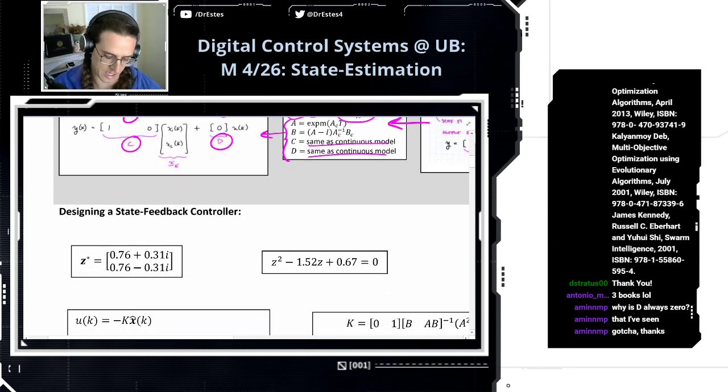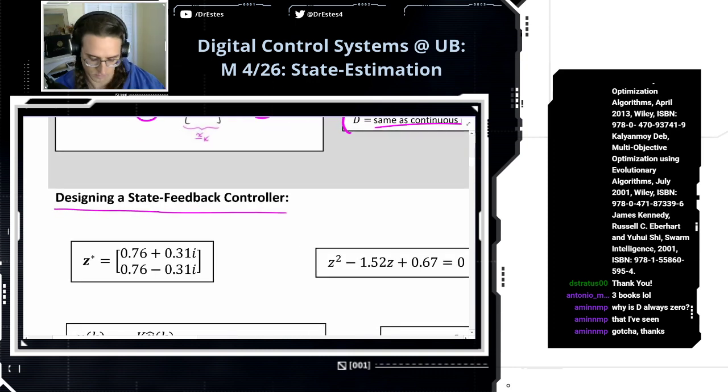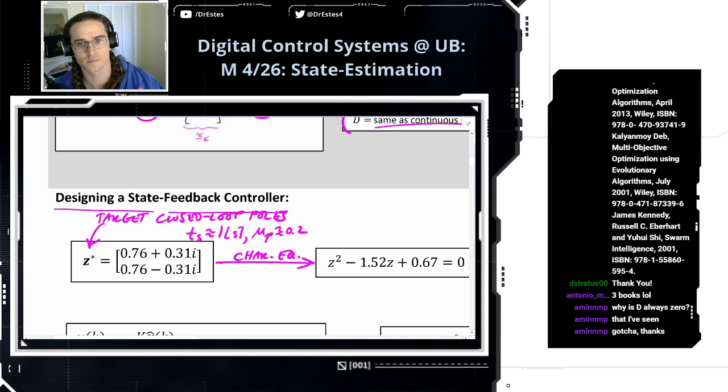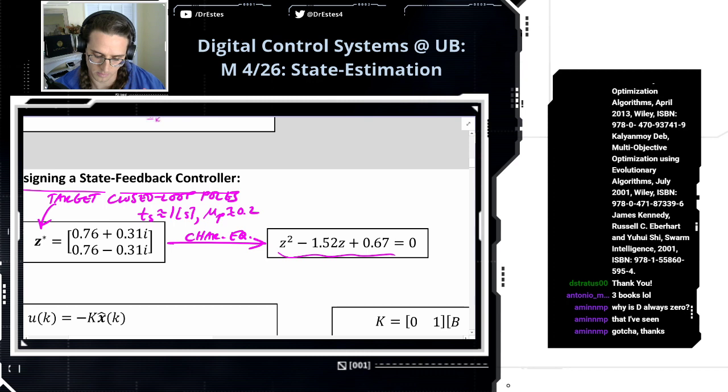Now, when you design a state feedback controller, first thing you do, anytime you're designing a controller, you pick some target closed loop poles, and these are based on your performance specifications. So to pick these ones, I said the settling time should be 1 second, and the overshoot should be 20%. And given the sampling frequency, that's how we got this. And then you can figure out what the characteristic equation is. So this polynomial has these z star roots.